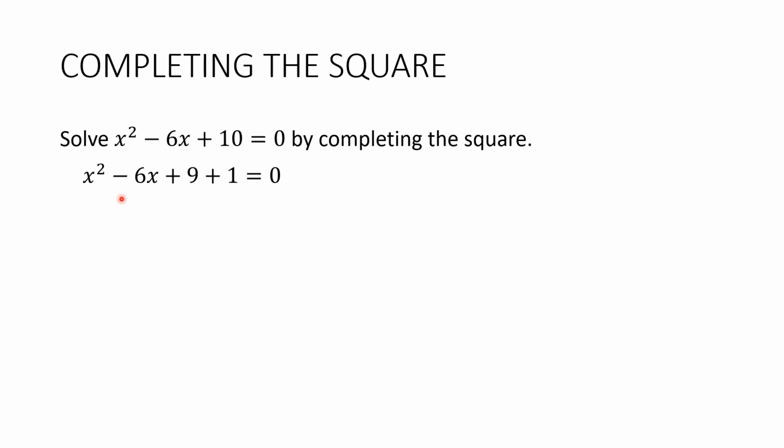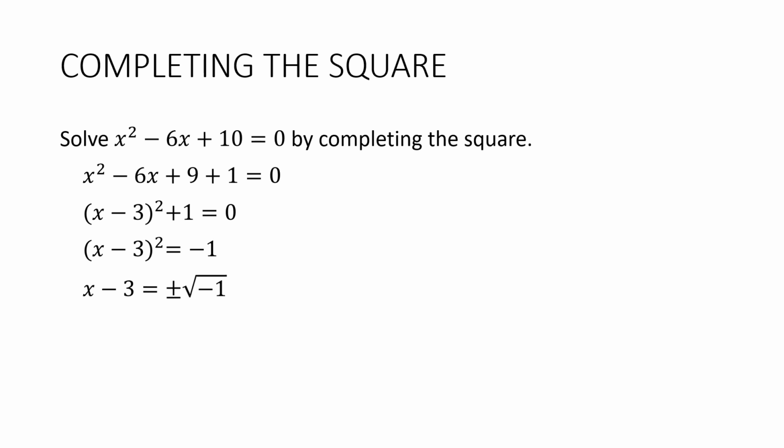This is (x minus 3) all squared plus 1 is equal to 0. Take the 1 over the other side and do the square root of both sides. And again, we are going to get two answers, plus or minus the square root of negative 1, which of course is i.